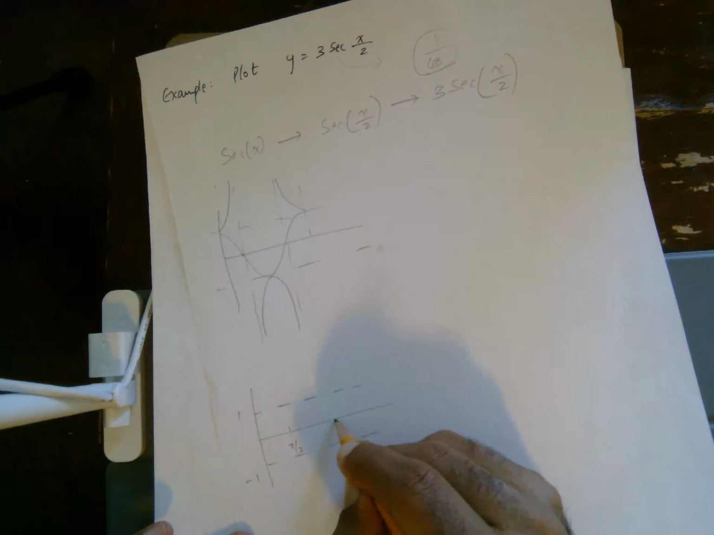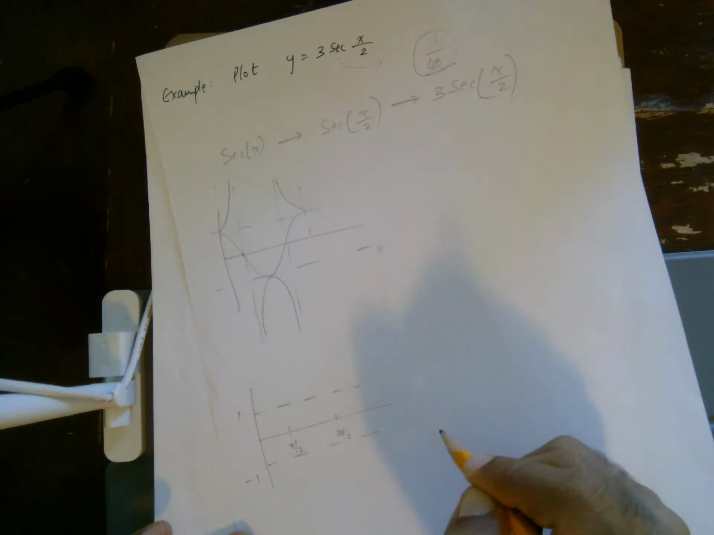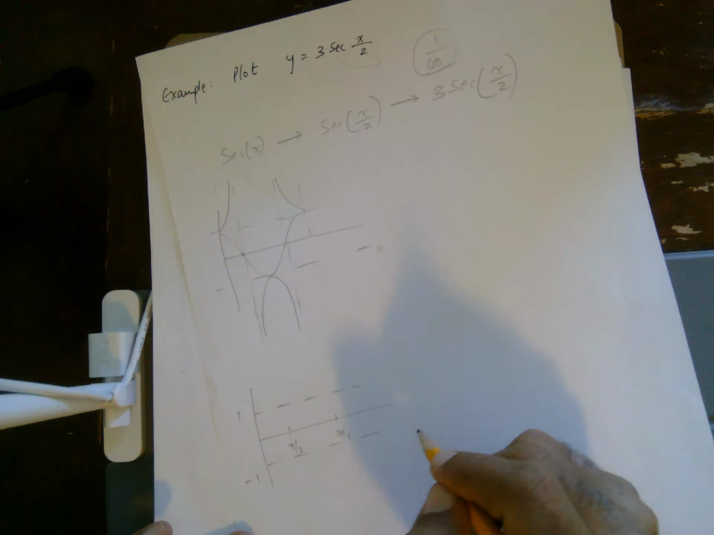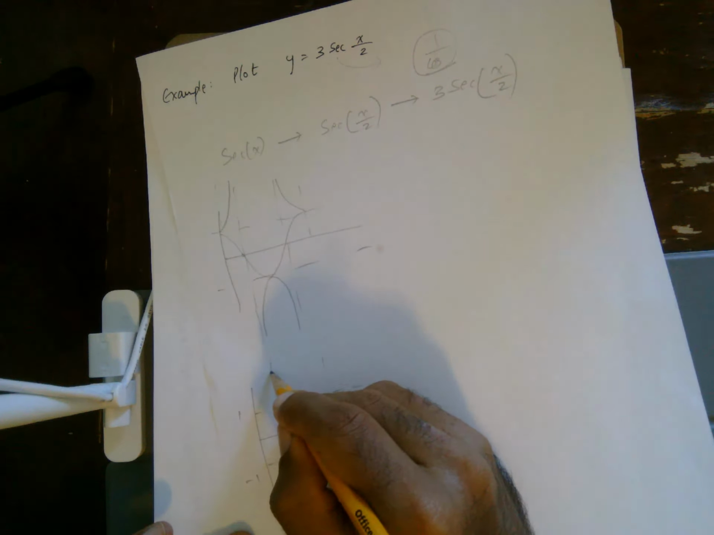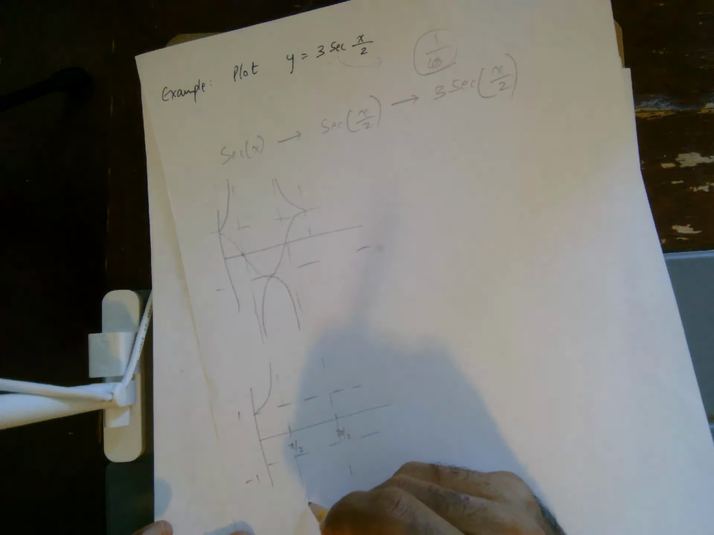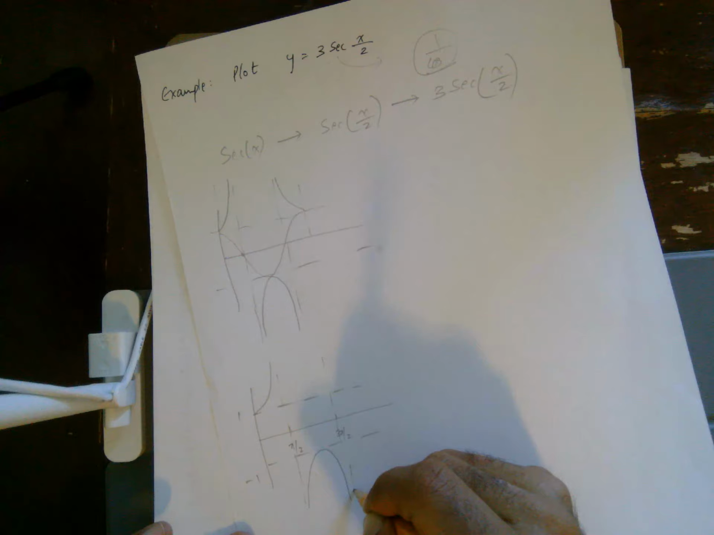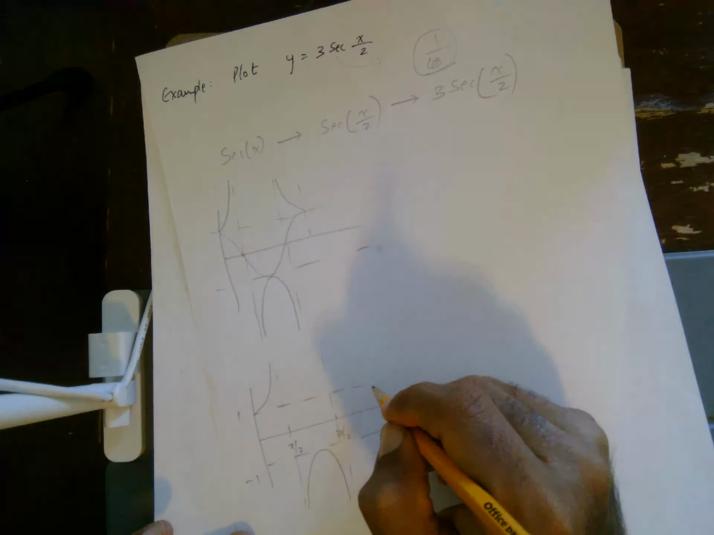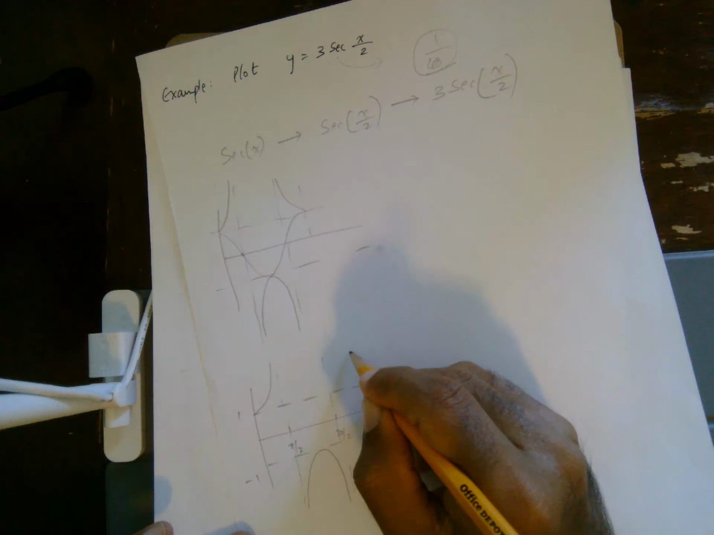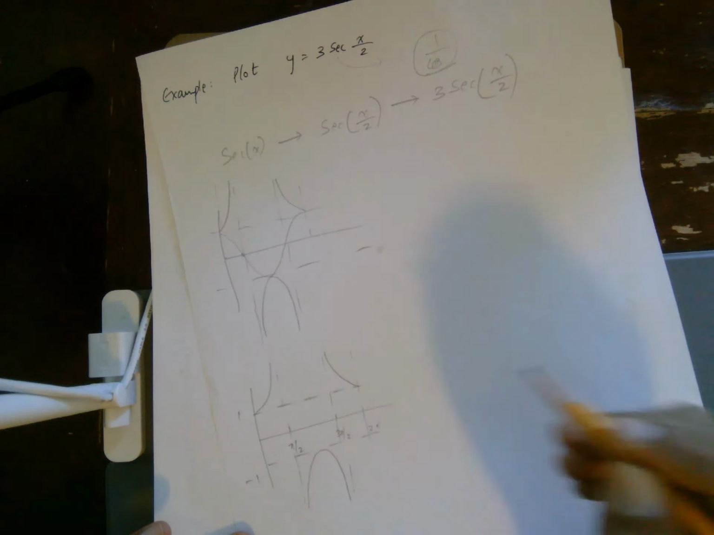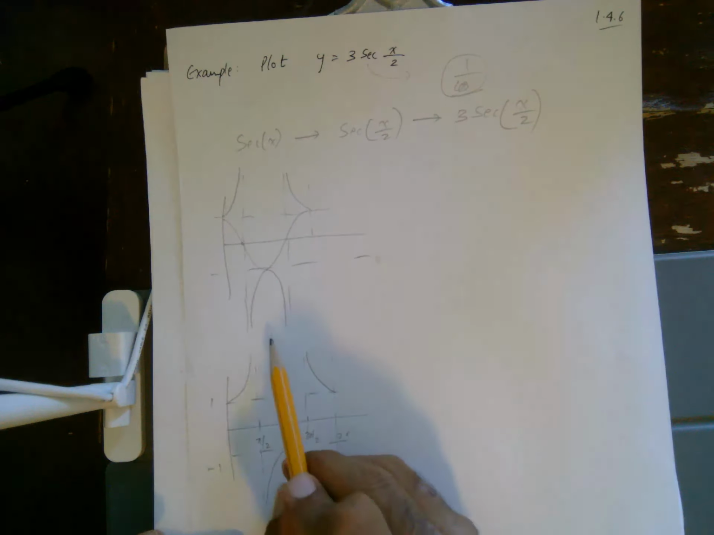Pi over 2, to pi over 2. So it goes like that, it goes like that, and 2 pi goes like that. So that's secant x.